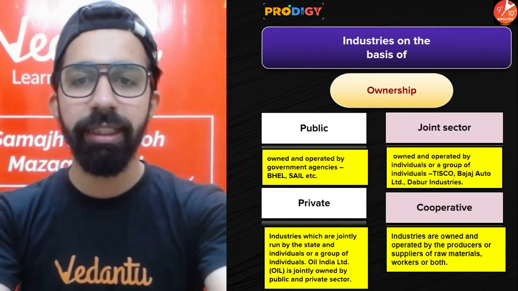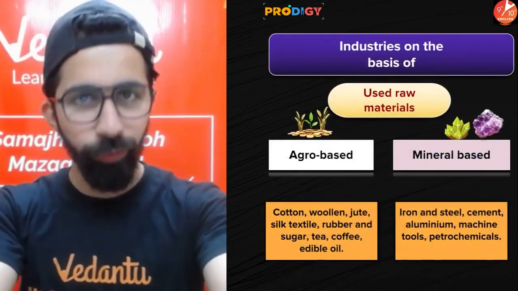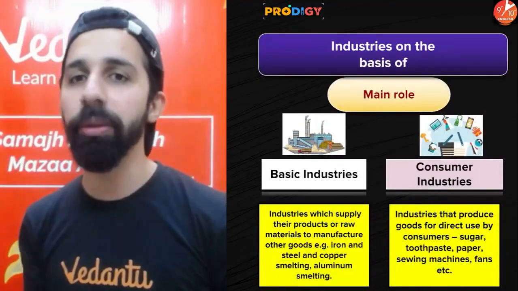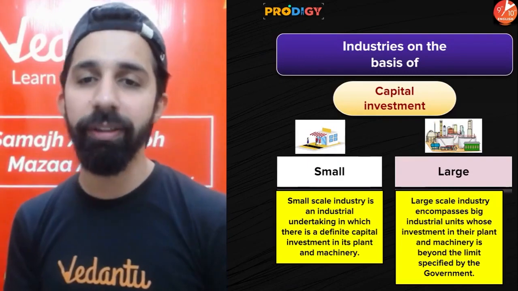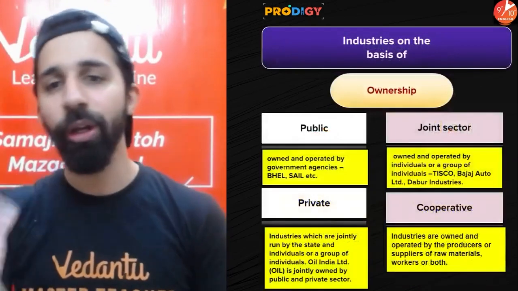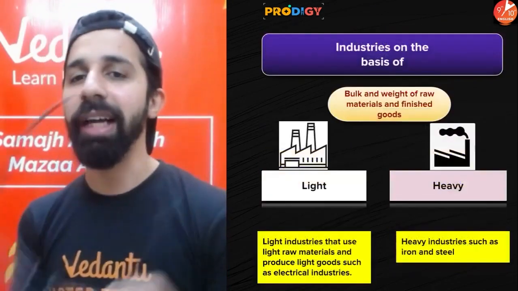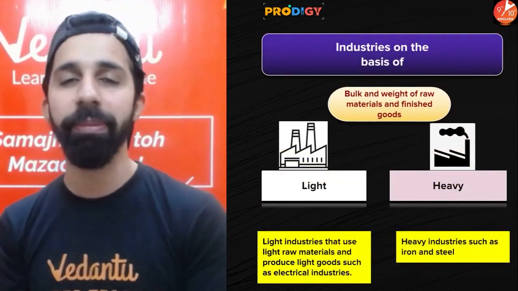I hope guys this classification was clear. First we saw on the basis of raw material: agro-based and mineral-based. Second, on the basis of main role: basic industry and consumer industry. Third, on the basis of capital investment: small scale and large scale. Fourth, on the basis of ownership, it can be further classified into four types. And finally, on the basis of weight of the raw material and finished product, it can be classified into light and heavy.